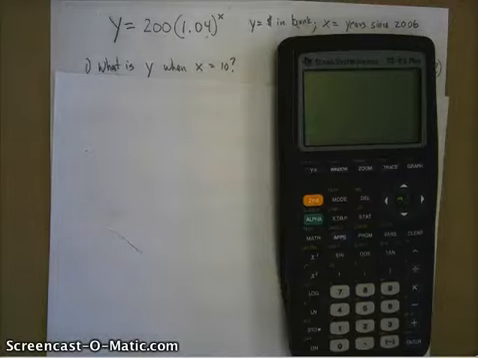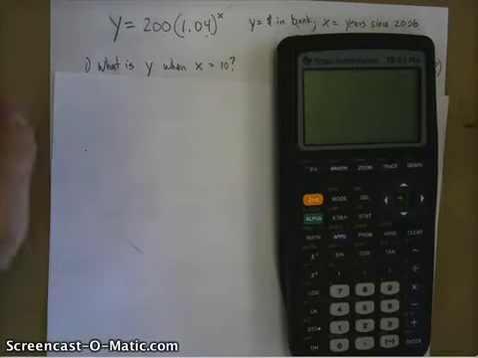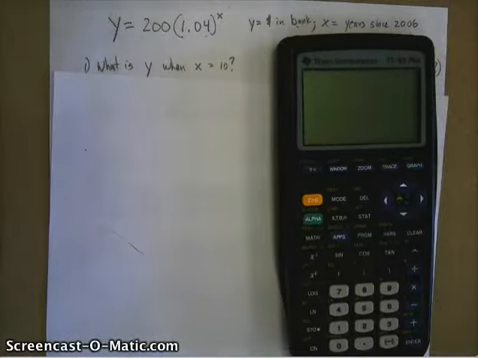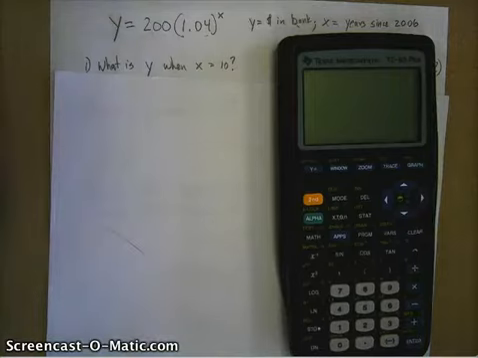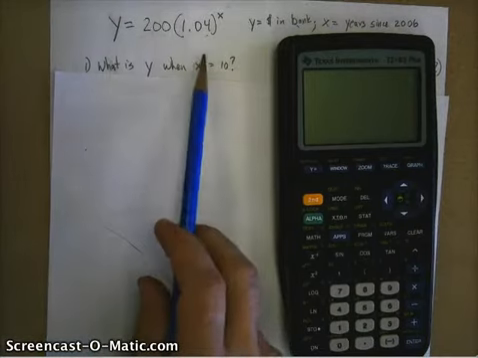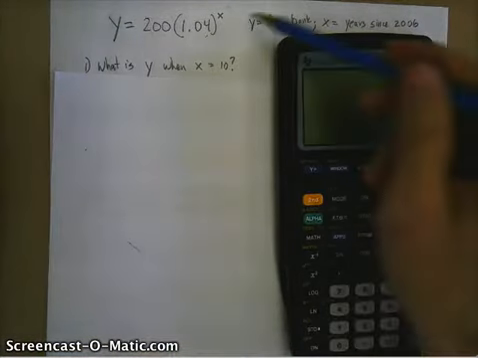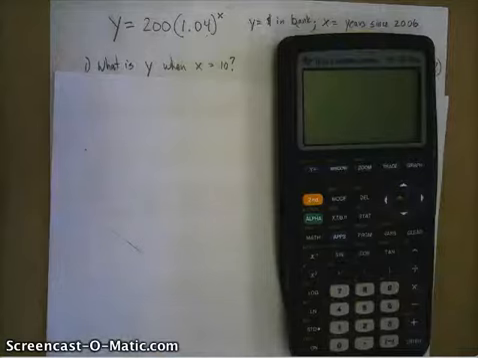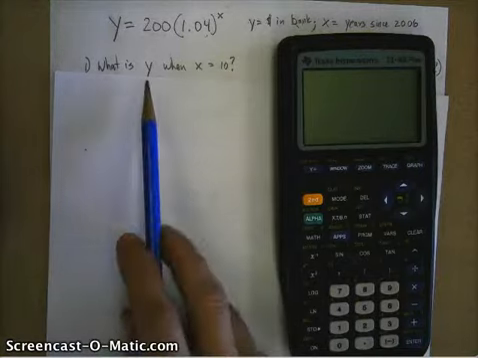Okay, let's do some quick work with the graphing calculator to make sure we understand where to find all the buttons to do what we want to do. Here's an equation. I want to put this equation in. This is the situation up here. So I want to find what is y when x is 10.